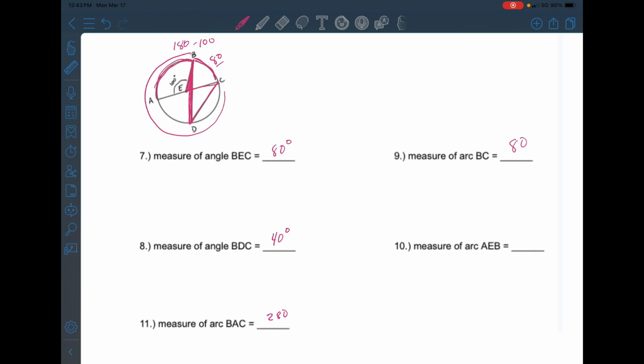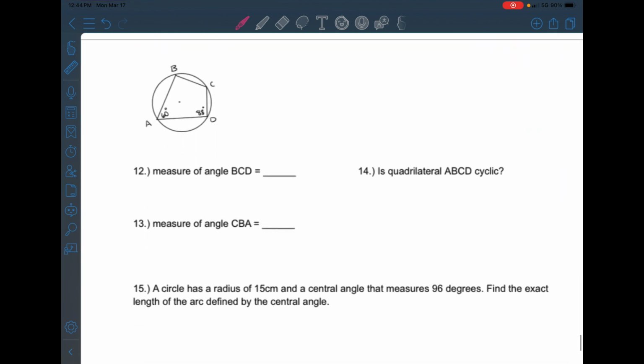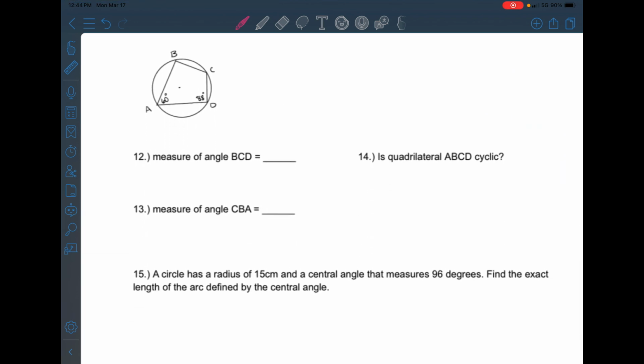And measure of arc AEB. I'm not sure where that came from because that is not possible. That's not an arc. That is a measure though. Maybe I was trying to say measure of arc AB, which would be 100 because of the central angle. So let's move to this one.